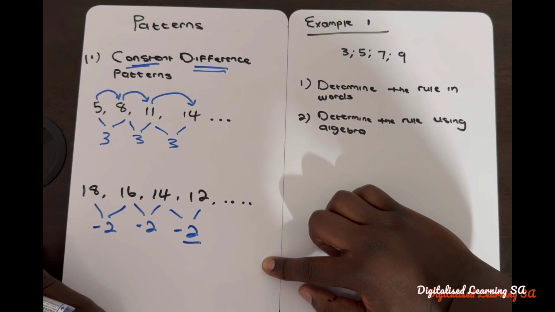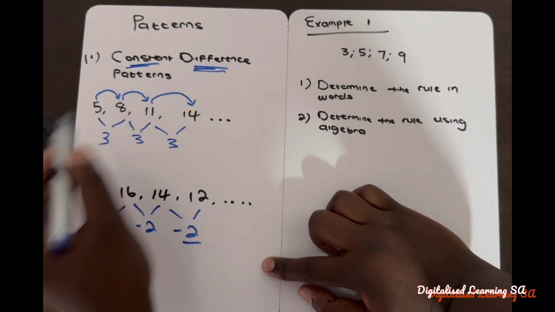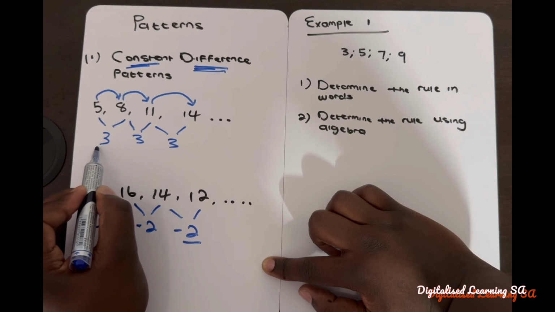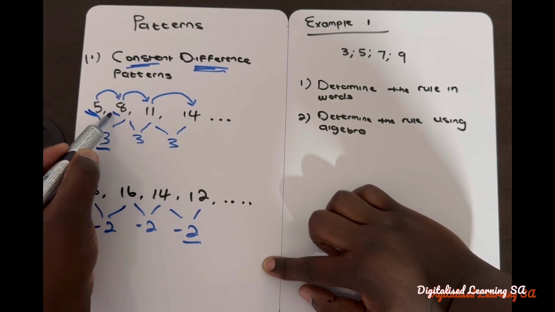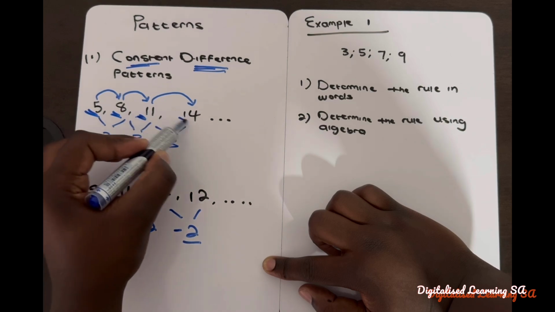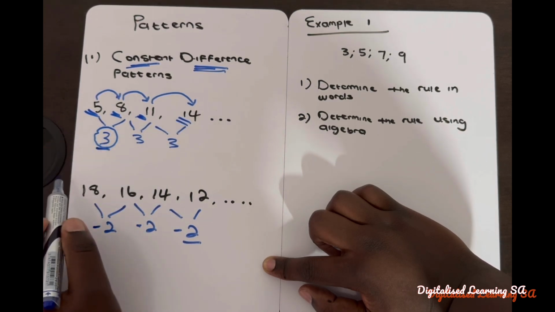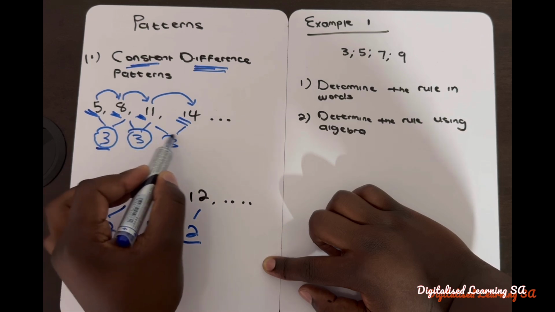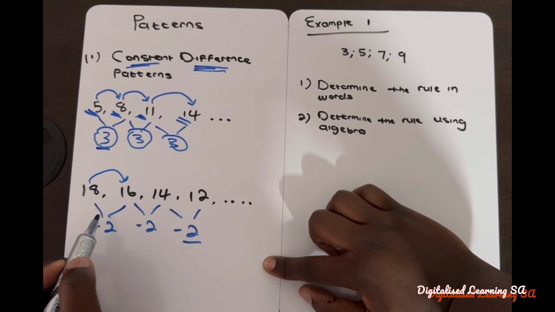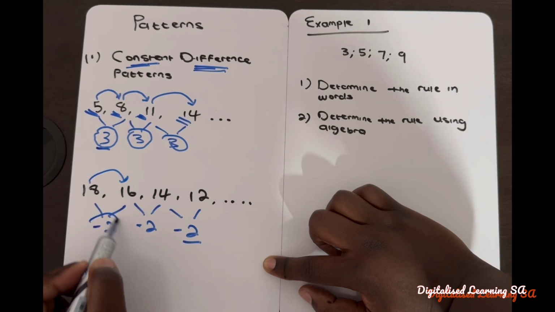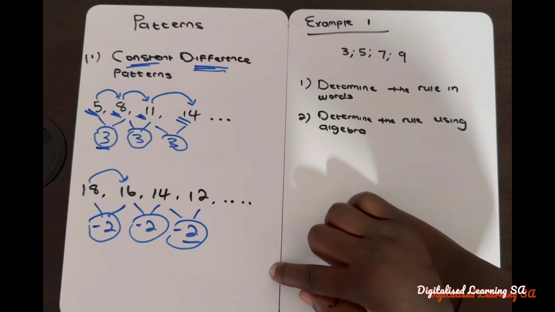So this is why it's called constant difference, because the amount by which these values are increasing is constant, or the same. In the first case, they are increasing by 3. And in the second case, they are decreasing by -2. They are all decreasing by -2.